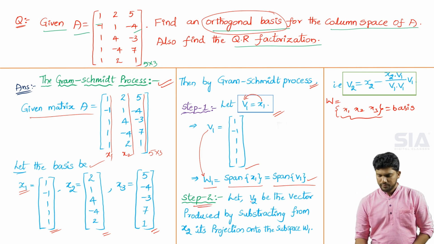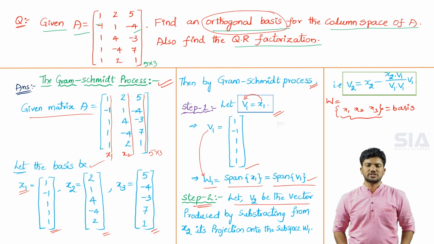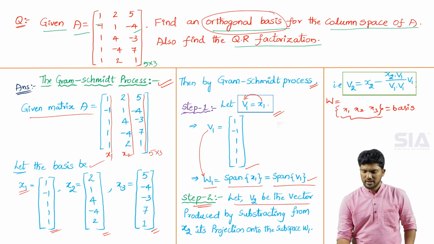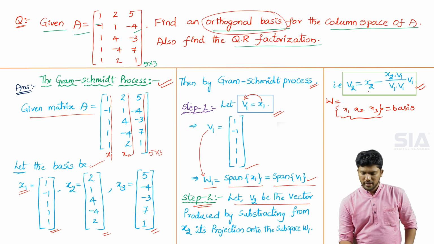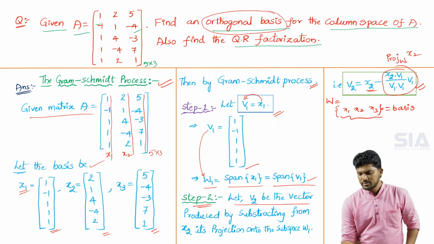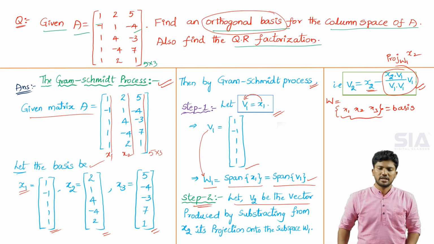Next step 2. Let V2 be the vector produced by subtracting from x2 its projection onto the subspace W1. So the formula for the second orthogonal vector V2 is V2 equal to x2 minus the projection of x2 onto the subspace W1.